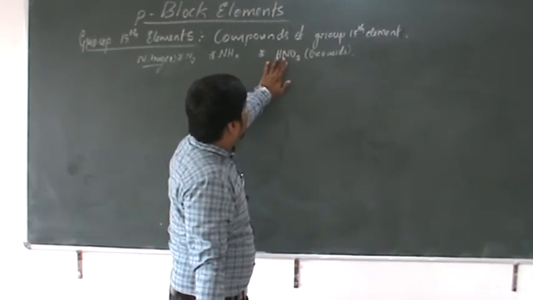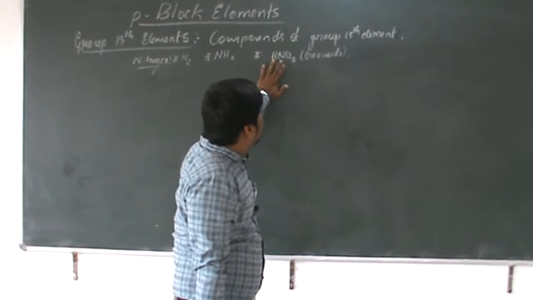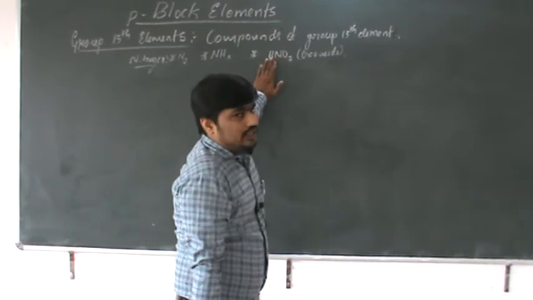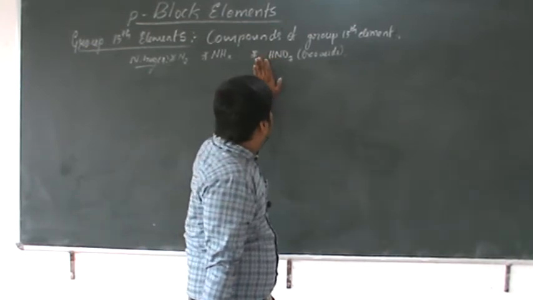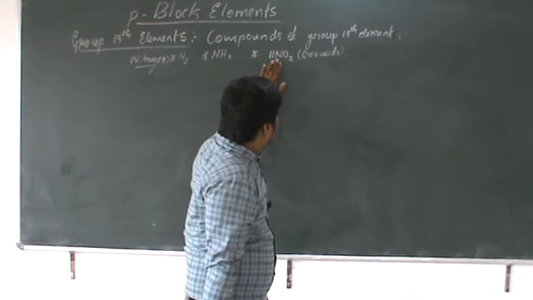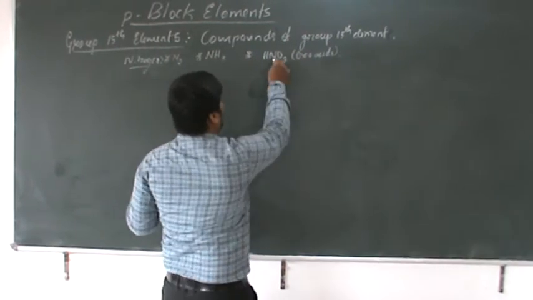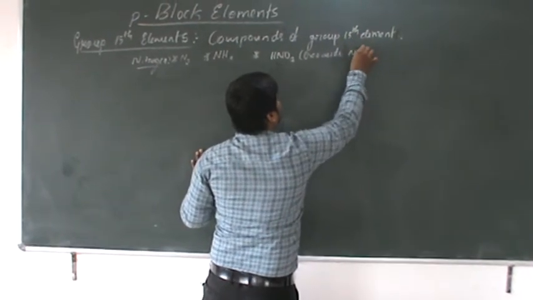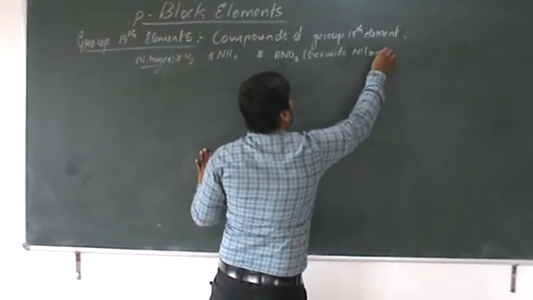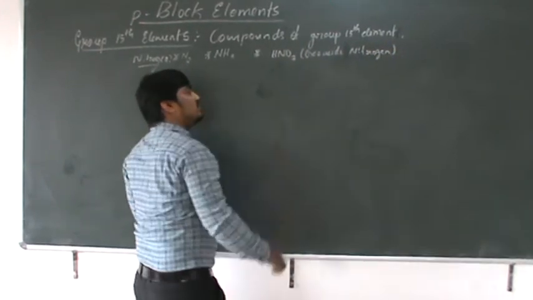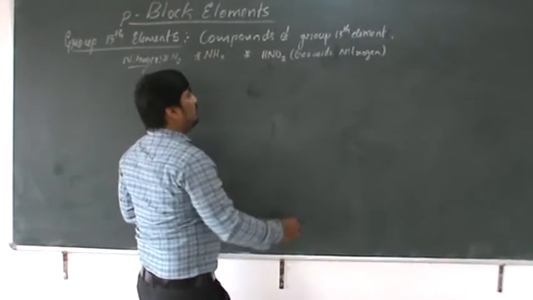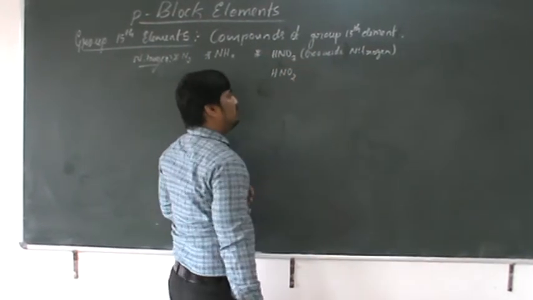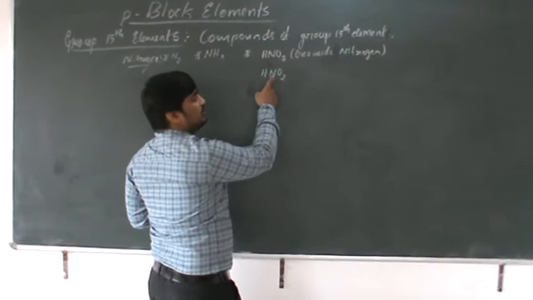Oxo acids: the acidic compounds that contain oxygen, and there are different oxo acids of nitrogen. Not only HNO3; HNO3 is the important oxo acid of nitrogen. Then what are the other oxo acids? HNO2, nitrous acid is the name.